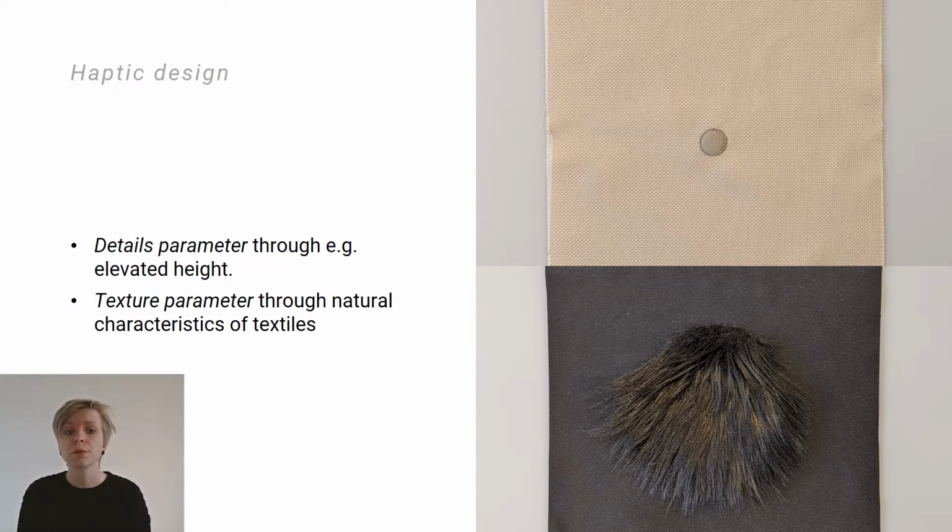And the texture parameter refers to the structure of constructive components of each textile. I like to call these components natural characteristics of textiles, and they can be used to convey specific information like how certain surfaces are supposed to be touched. So in the lower example, most people would perform some kind of a stroking gesture on this artificial fur.